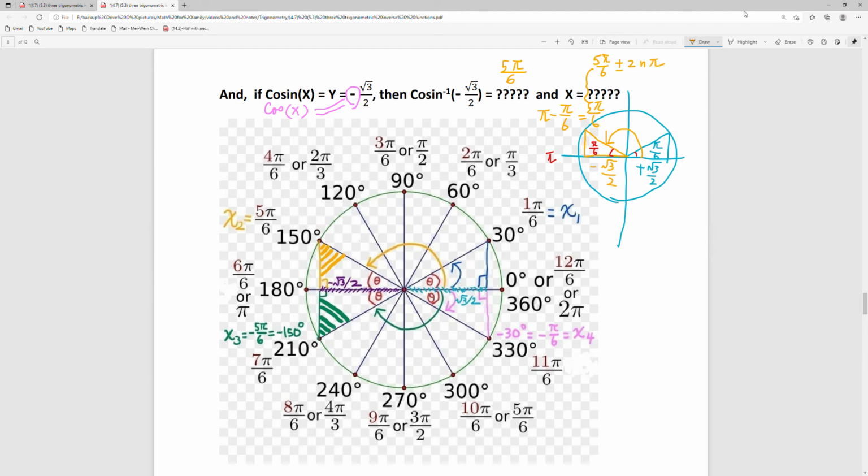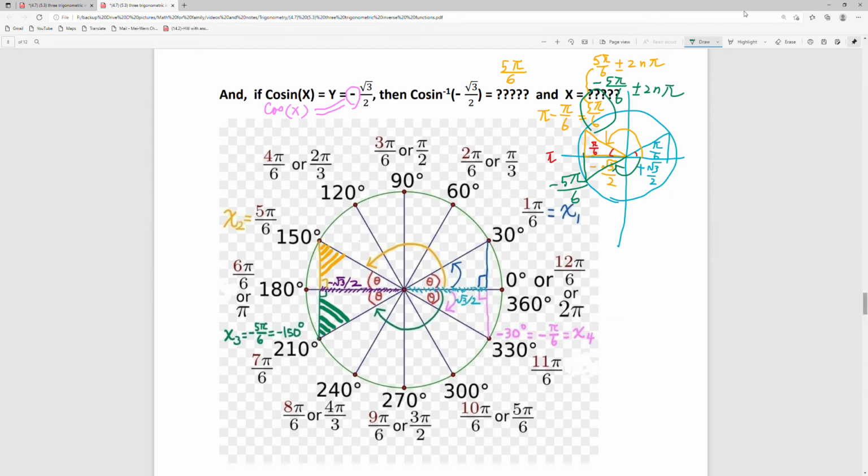And how about the next group? The next group will be here. For the next angle, you can use a negative angle or a positive angle. I would like to use the negative angle. You can see there's a positive 5 pi over 6 here, and you have negative 5 pi over 6. So you have negative 5 pi over 6 plus minus 2n pi. Then you are done.